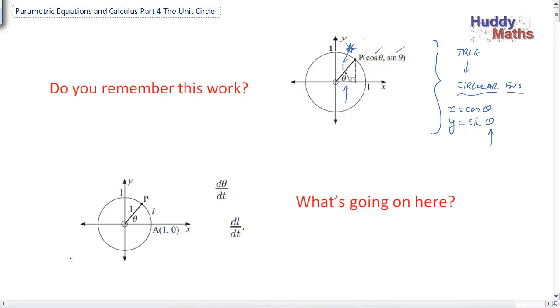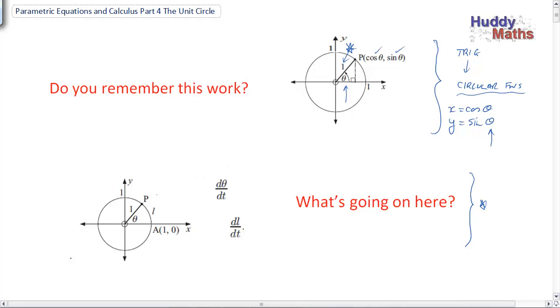So I wanted you to remember that, because that goes way back, and at the time when we were doing that, we probably didn't say that theta was a parameter, but it is, isn't it? And what are we going to do with it? Well, you say, Huddy, we've been doing some parametric equations and calculus, haven't done much calculus with the parametric equations yet. Did a little bit in the last section on Bezier curves, and here it is here. What's going on here?